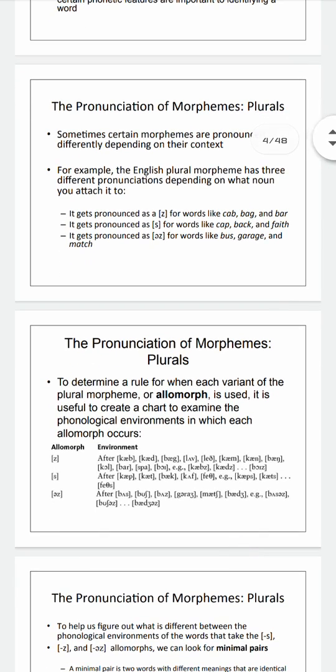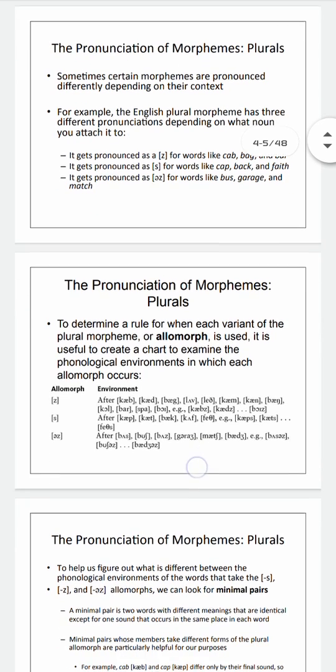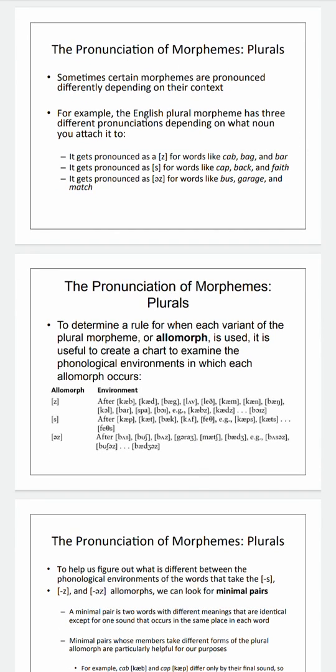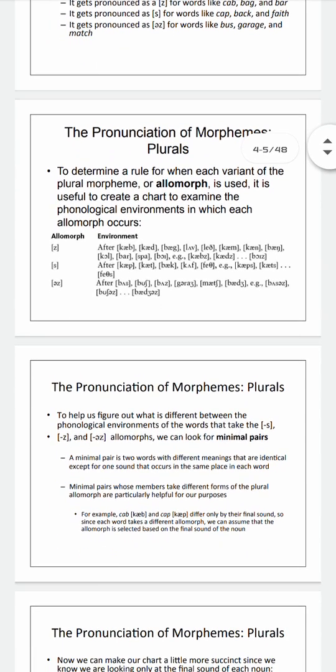As you can see, there are three major types, that is Z, S and EZ, and it's pronounced like buzz, and garage AZ, it's pronounced last Z. So there are three major things reflected in the first slide.